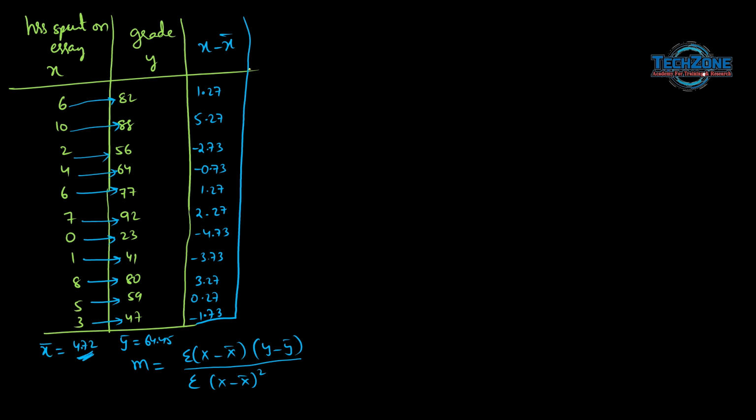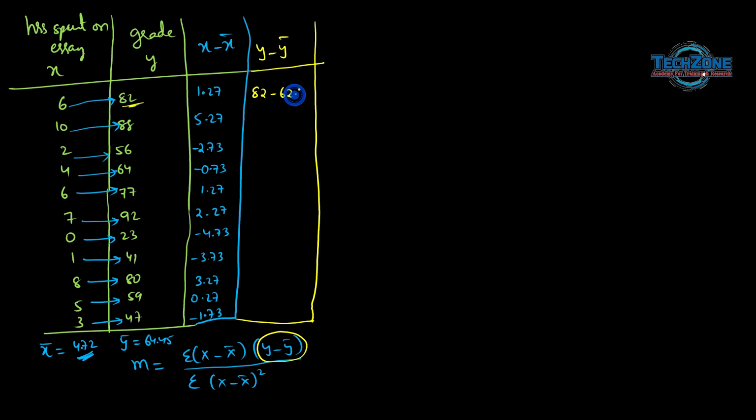Similarly, let us find the value of y minus y bar. Why? Because we need y minus y bar here, right? So how should we find it? The first y is 82, minus y bar or y dash, which is 64.45. If we subtract, we'll get the value of y minus y bar. Like this, I'll go ahead and write all the values.